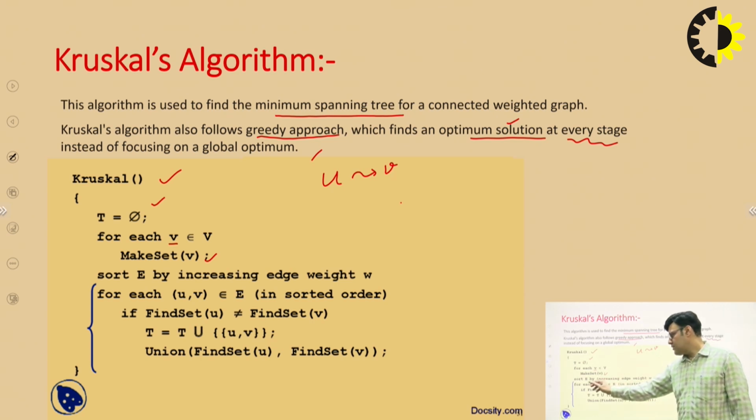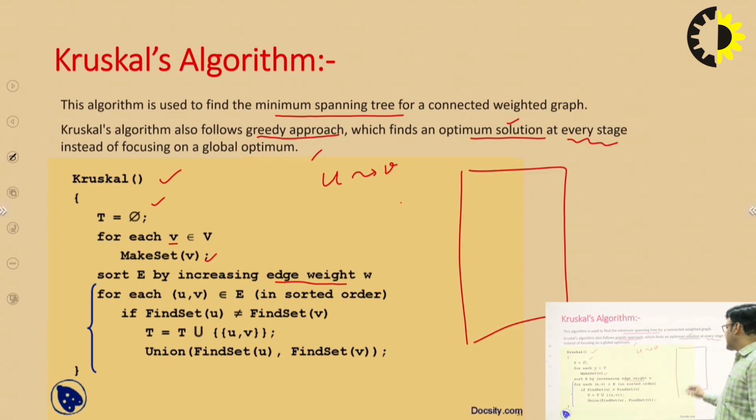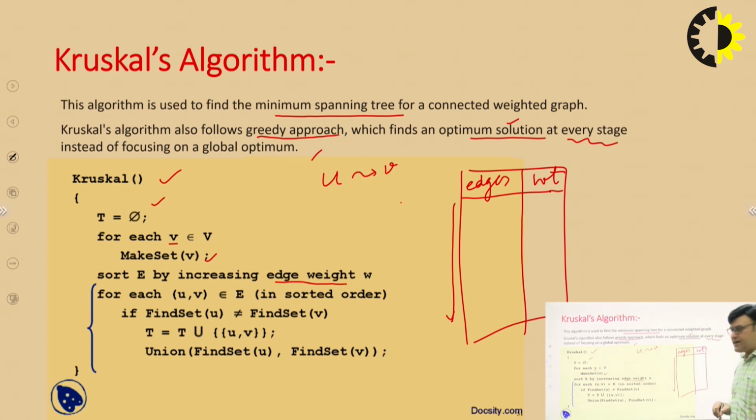Now we will sort these edges by increasing edge weight. For an easy solution, we will make a table and write the edges and weights here. For solving a numerical, we will make a table and arrange the edges in increasing order. So sort E by increasing edge weight W, for each u to v edge. u to v means the edge is complete. u to v that belongs to E in sorted order.